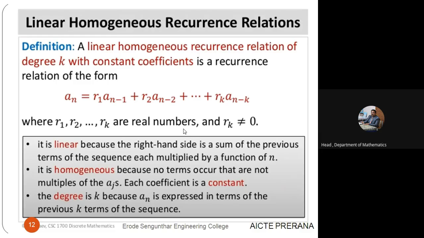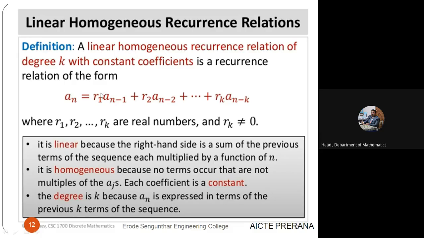Now we see the linear homogeneous recurrence relation. There are two types of recurrence relation. One is the linear homogeneous recurrence relation, and the other is the linear non-homogeneous recurrence relation. The first one is the linear homogeneous recurrence relation. A linear homogeneous recurrence relation of degree k with constant coefficients is a recurrence relation of the form an equal to r1 an minus 1 plus r2 an minus 2 plus etc. plus rk an minus k.